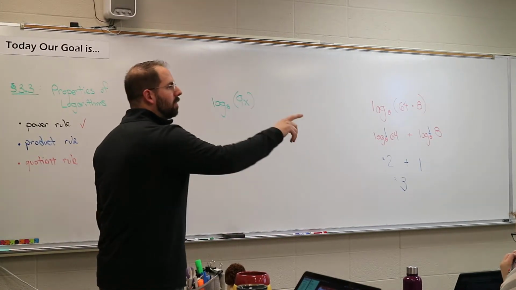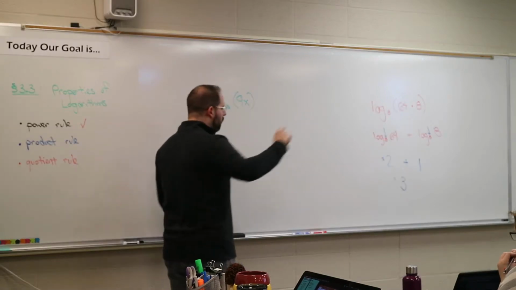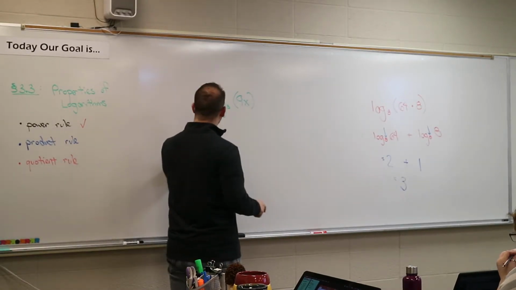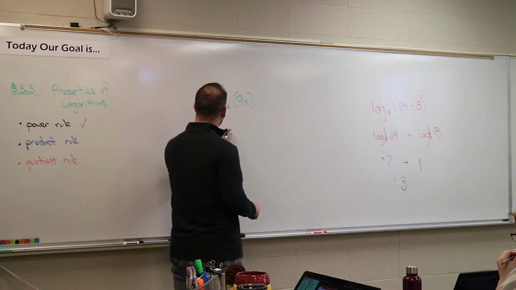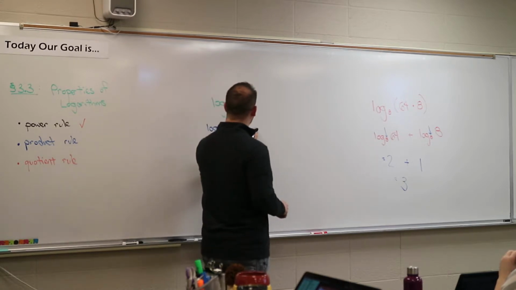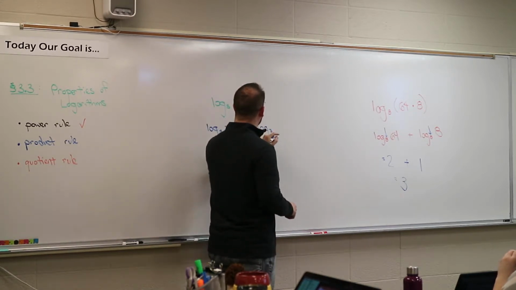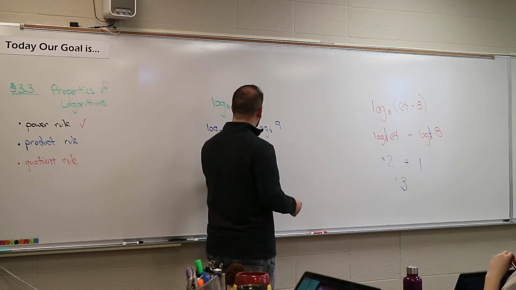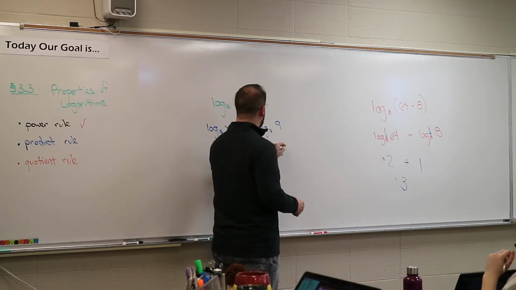Somebody walk me through it. Nicole, you want it? Okay. Walk me through it. What do you got? Log 3x, plus log base 3 of 3 squared, which is 9. Which I agree, but what I want is you to write log base 3 of 3 squared. Okay, that's fine.